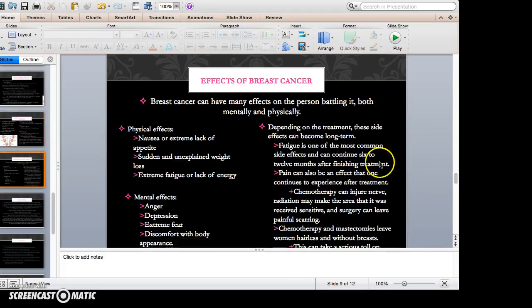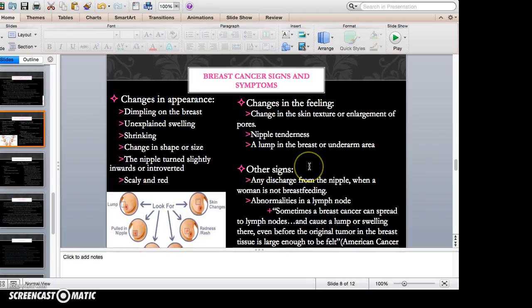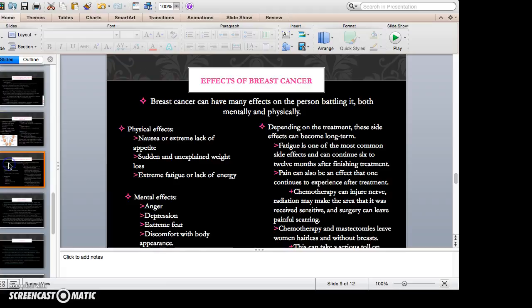Some other signs include discharge from the nipple when a woman is not breastfeeding, and abnormalities in lymph nodes. Sometimes breast cancer can spread to lymph nodes and cause a lump or swelling there, even before the original tumor in the breast tissue is large enough to be felt.